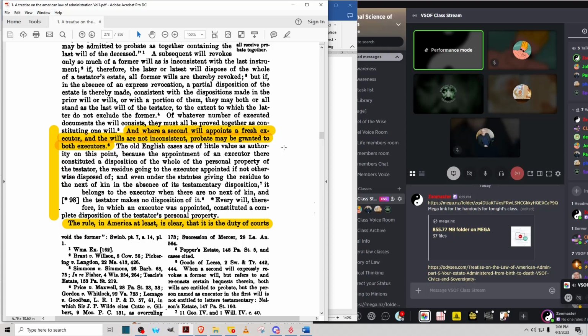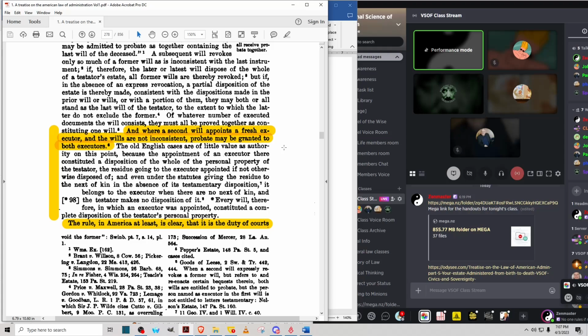And even under the statutes giving the residue to the next of kin, in the absence of its testamentary disposition, it belongs to the executor when there are no next of kin. And that's important because we're the only sole lawful heirs to our own estates, right? So there can be no next of kin to our own estate when we're the ones first claiming it. And yes, we can have next of kin later if you have children, that's fine.